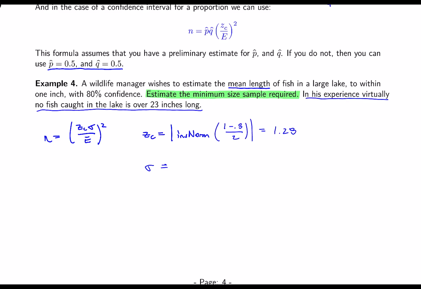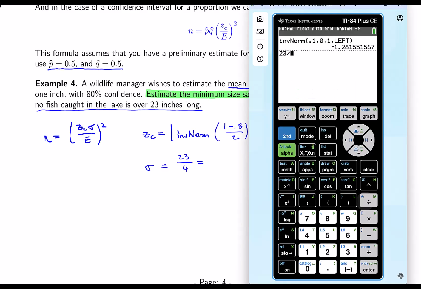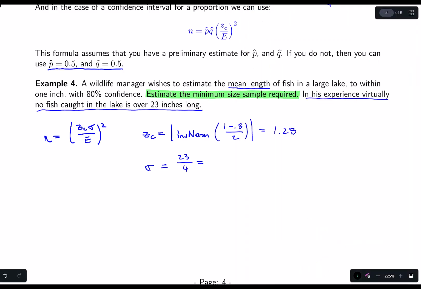But that gives us a range. So the range of the lengths of fish here would be 23, over 4, and so using the range rule of thumb, that gives me 5.75 for my standard deviation. It's an estimate. It gives us something to work with, so that's fine. The margin of error should be stated somewhere in the problem. The wildlife manager wishes to estimate the mean length of fish to within 1 inch, so the margin of error is 1 here.